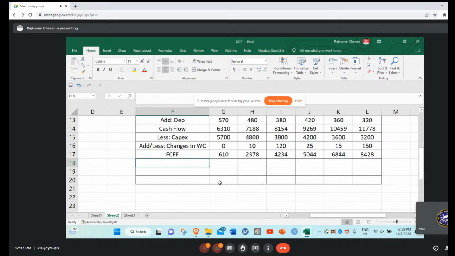What is RF? Risk-free rate of return. Government securities are risk-free. There is no credit risk, there is no default. It is guaranteed the government will give money back to you. That is called risk-free. Beta is the systematic risk of the market. So beta, let us see one by one. We need all these calculations.